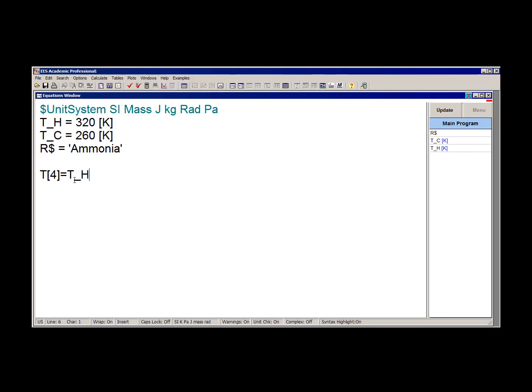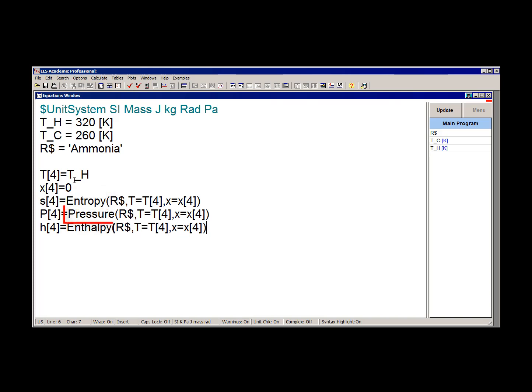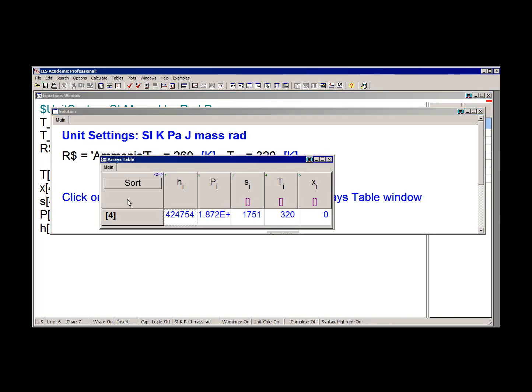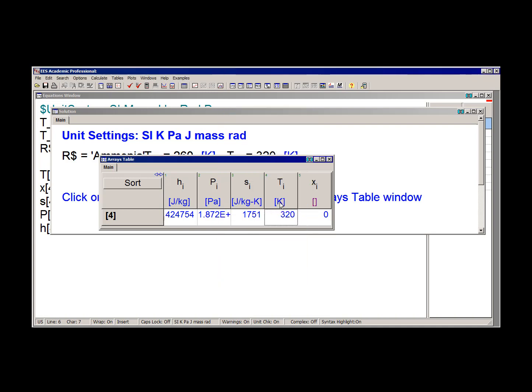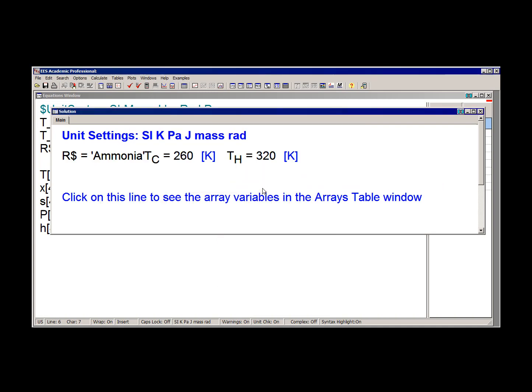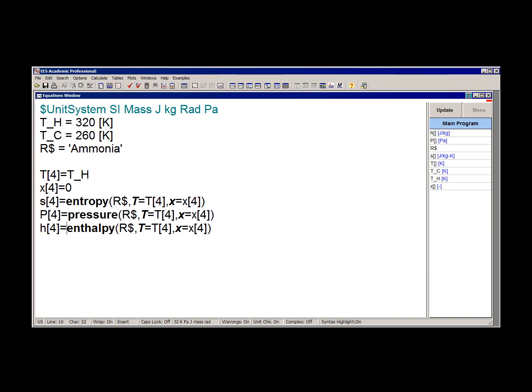So these two intensive properties fix state 4, and that allows the specific entropy, pressure, specific enthalpy, whatever else I want to be determined using the property functions. So we're going to use here the property functions entropy, pressure, and enthalpy, and the indicators will be T equals for temperature and X equals for quality. So if we solve at this point, you're going to see that the fourth element of each array has been filled in, and it's worth setting the units of each of these variables and verifying that we don't have any unit issues or any other problems before we move on.